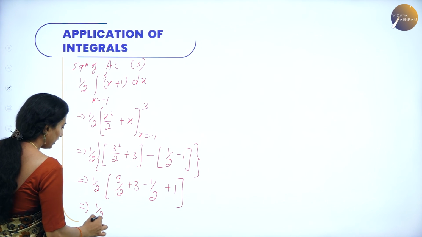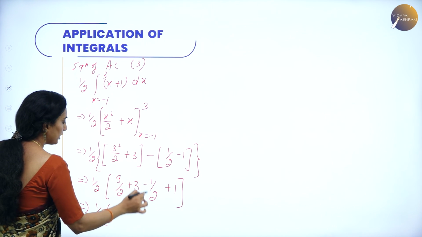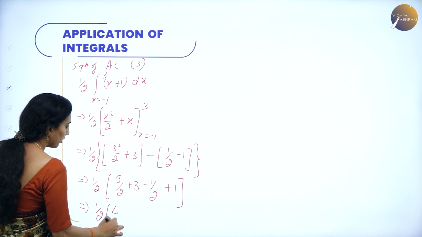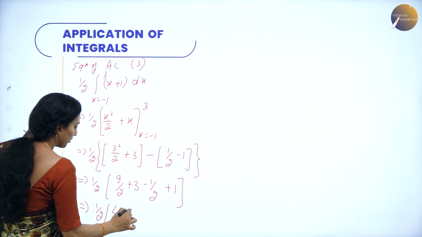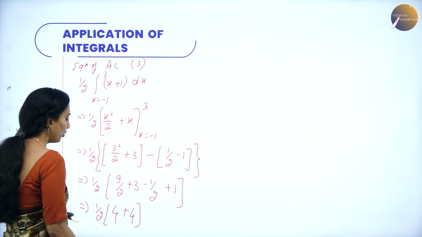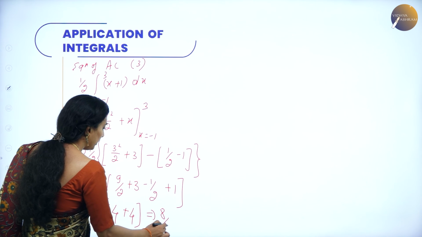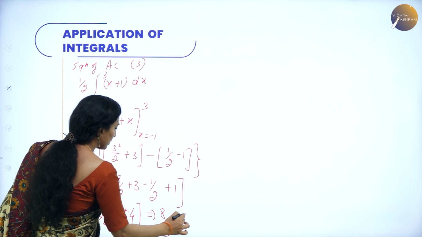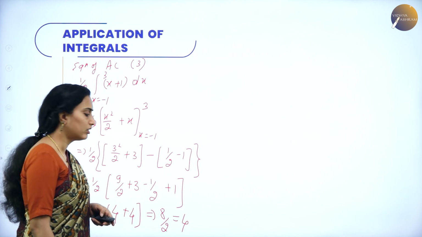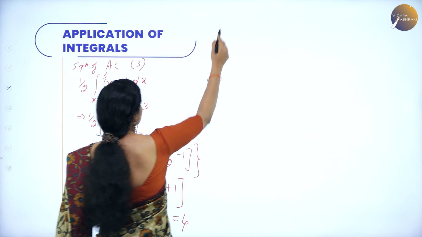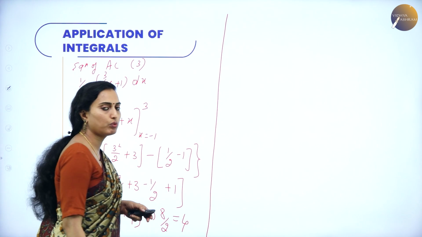So 1 by 2 into, so 9 by 2 minus 1 by 2 gives you 8 by 2, 8 by 2 is nothing but 4, 3 plus 1 is nothing but 4. So 4 plus 4 is nothing but 8, which will be giving you 8 by 2, which is nothing but 4, correct? So again you are substituting back to the equation.